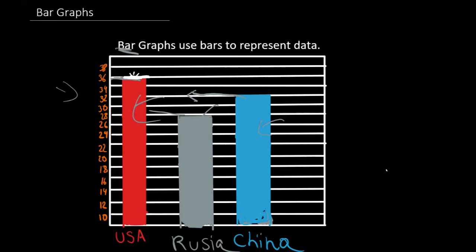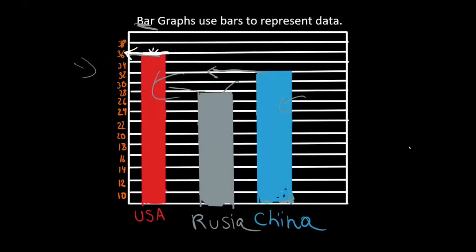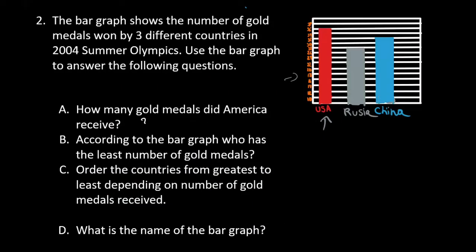Then I just make it go straight until it reaches a number. So when I go straight, this is where it goes. It points at 36. That means the USA, or America, received 36 gold medals. So basically we just draw a line, and then we make it go straight and see where the arrow points to. So 36 gold medals.